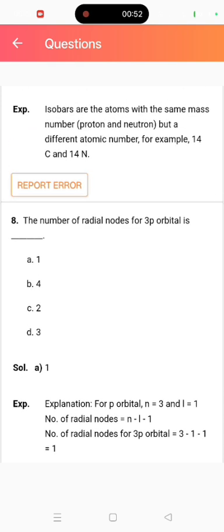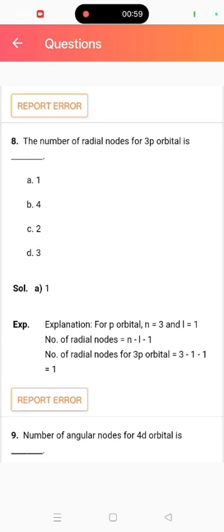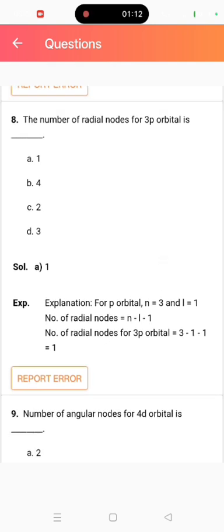The number of radial nodes for 3p orbital is... Answer is given 1. How? See, for 3p orbital, n equal to 3, l equal to 1. So number of radial nodes is equal to n minus l minus 1. So radial nodes of 3p orbital is equal to 3 minus 1 minus 1, that is 1.